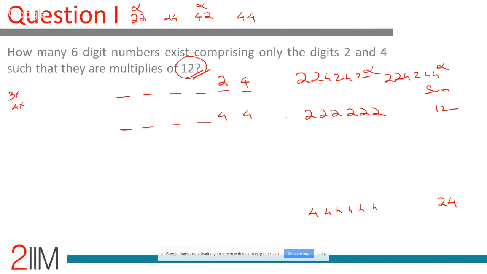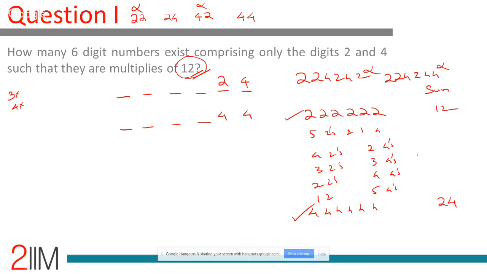If you have 6 2s, you get this. If you have 6 4s, you get this. What else is possible? You could have 5 2s and 1 4. You could have 4 2s and 2 4s. You could have 3 2s and 3 4s. 2 2s and 4 4s. 1 2 and 5 4s.